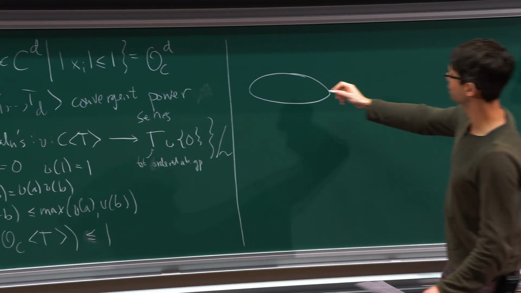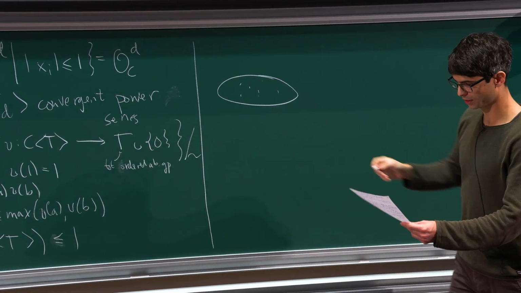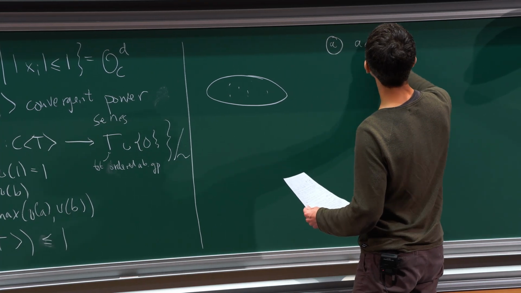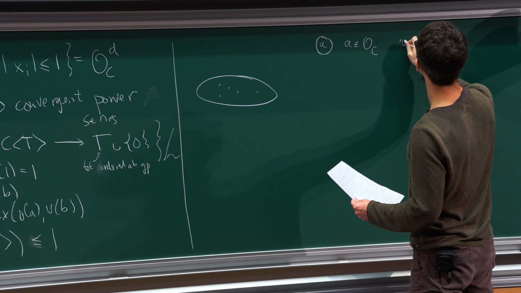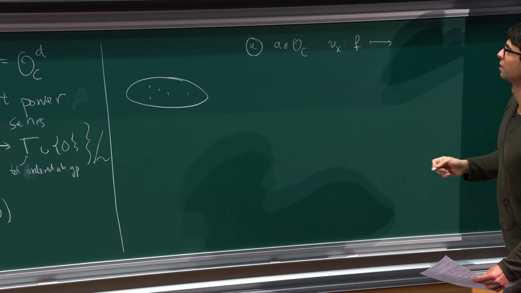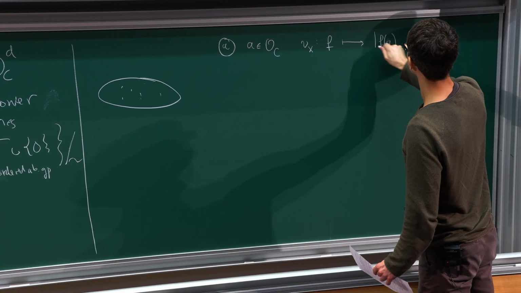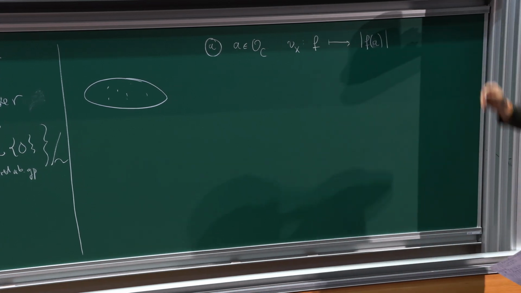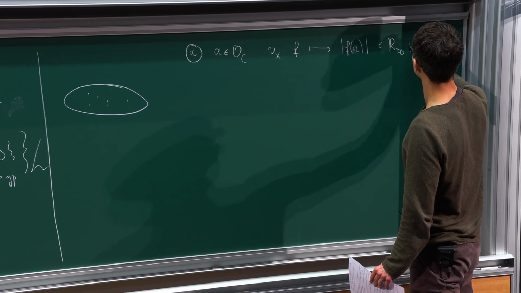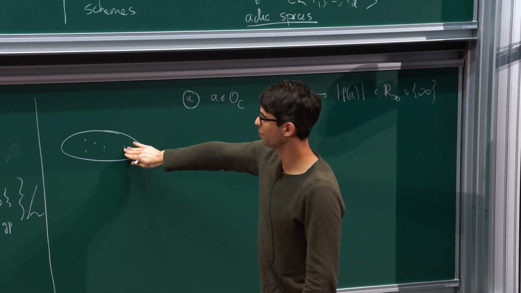So if you think of this as the unit disk, then these points from before, they still give us valuations. So if we have some element of O_C, the corresponding valuation would just take a function f, evaluate it at that point and take the absolute value in this non-Archimedean field C. Okay, so these are the points here, but there's more general points.